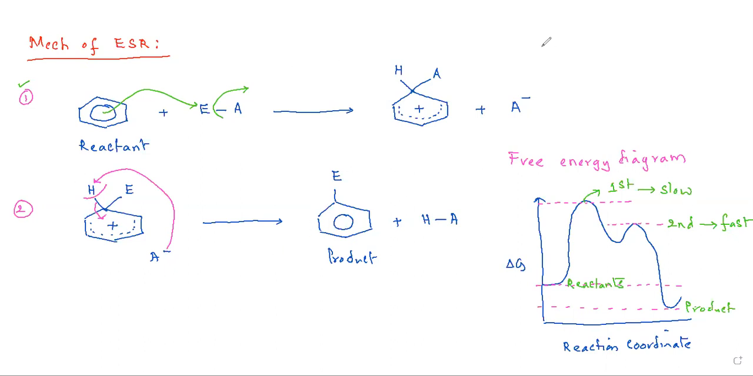Now let us apply the same to different types of electrophilic substitution reactions. We have a total of 5: halogenation, nitration, sulfonation, then Friedel-Crafts reactions, alkylation, and acylation. Okay, we'll go for them one by one. Let us first see halogenation.